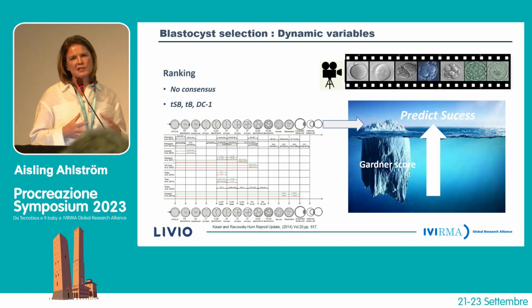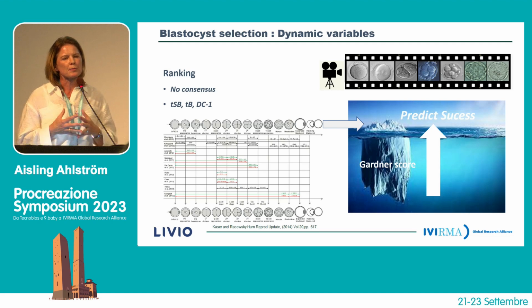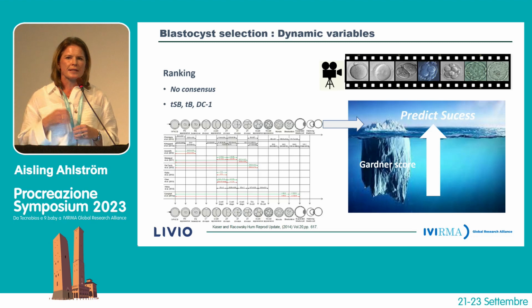So, is there a consensus about time-lapse variables? There really isn't. We really don't have one model that fits all laboratories. There are a few parameters that come up repetitively in the data, showing that the timing around the start of blastulation, the duration of blastulation, or the time of blastulation are important for selecting blastocysts for transfer. But no consensus has been arrived at today.